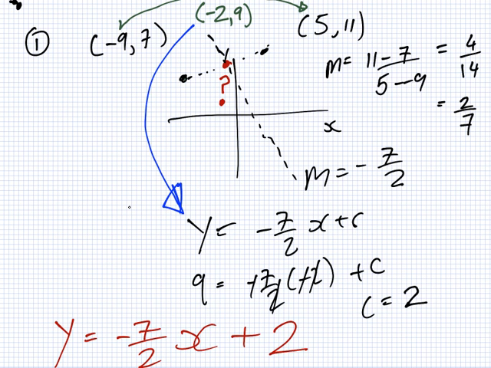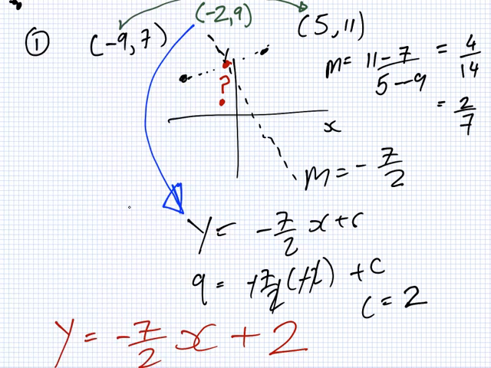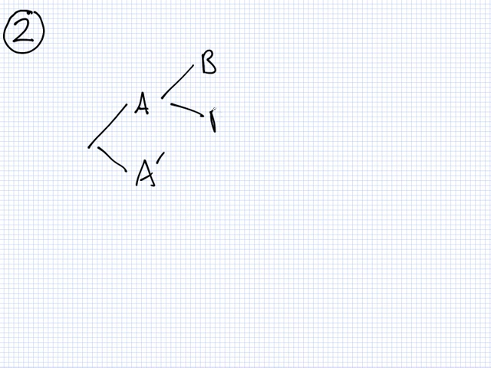Okay, can we have a look at question 2 now? Okay, so number 2. You have 3 events here. Basically, you can have A and not A. Then you can have a B and not B. And then finally a C and not C.